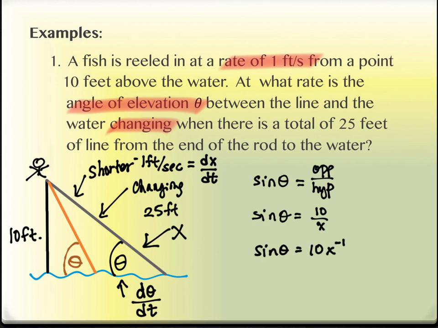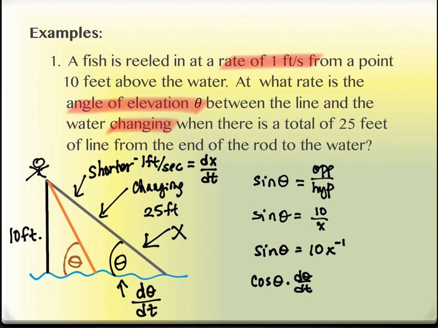And we're going to take the derivative of both sides. So what is the derivative of sine of theta? Cosine of theta. Very good. But we're taking this with respect to time. So the derivative of theta is, theta is a variable, and I need to do the derivative of theta with respect to time after I do it. So this is d theta dt.